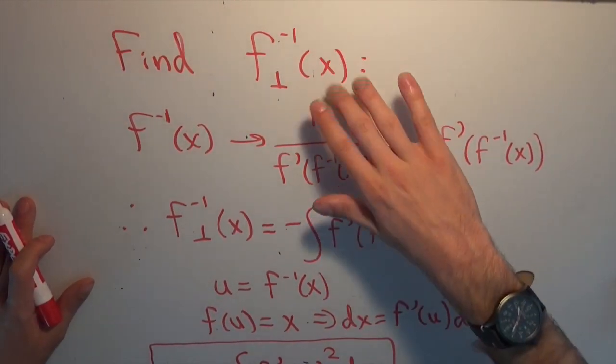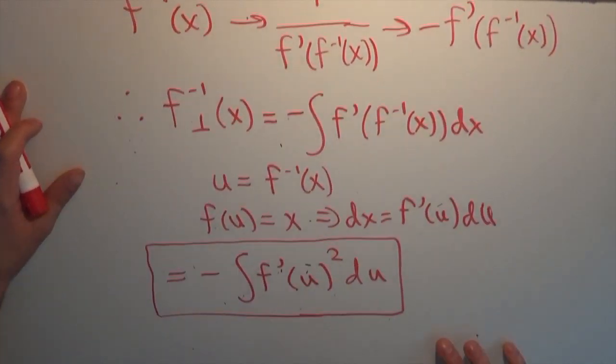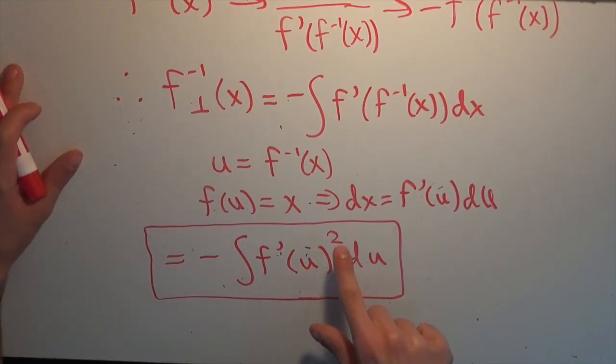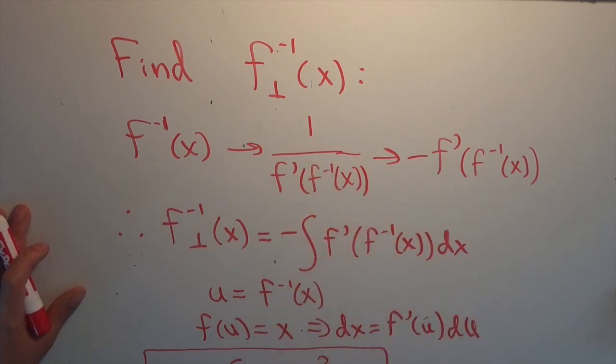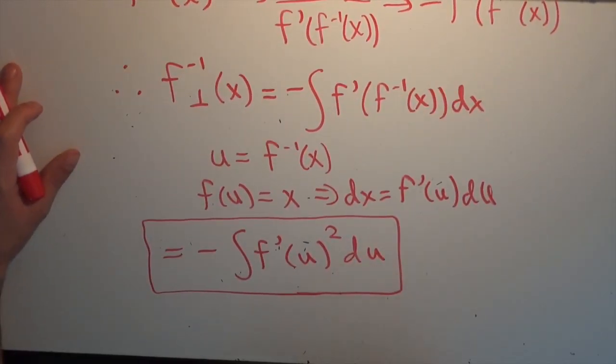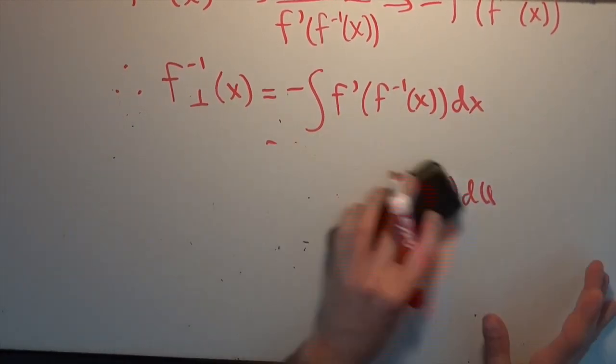If we wanted to find the perpendicular function to an inverse, we would need to know how to integrate the square of the derivative of the original function f of x. Not f inverse, but f of x. So that's a requirement. That's necessary if we want to be able to answer that question. So that's maybe formula number one.